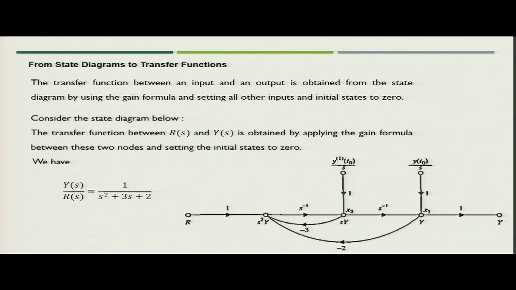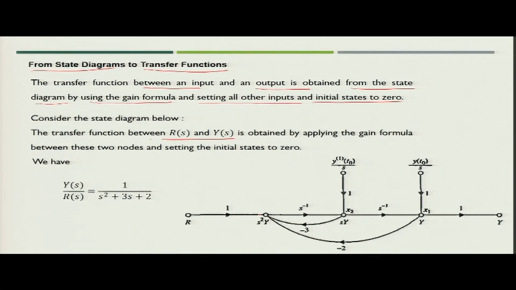Now, the next question comes when you are asked to find the transfer function from the state diagram. So, what you will do? The transfer function between input and output is obtained from the state diagram by using the gain formula and setting all other inputs and initial states to 0. So, we will set the initial states to 0, and then we will equate input to output. So, R(s) and Y(s) is obtained by using the gain formula.